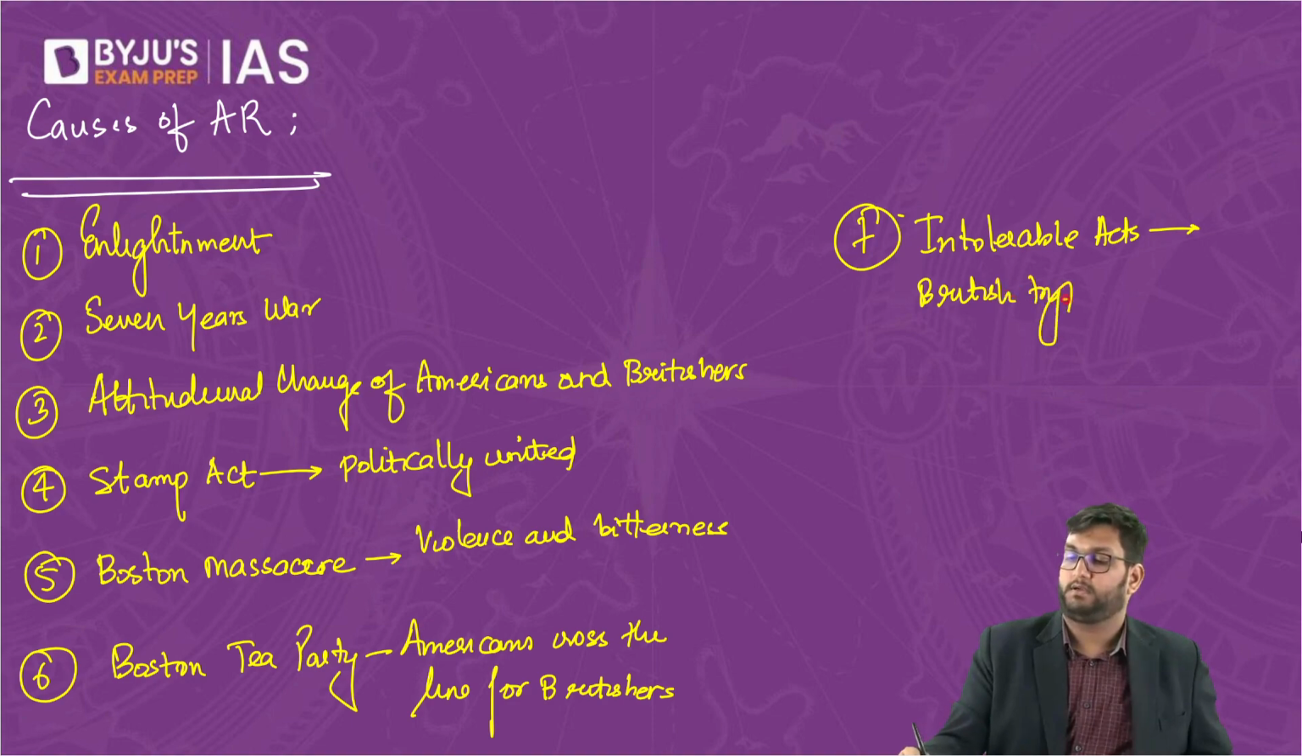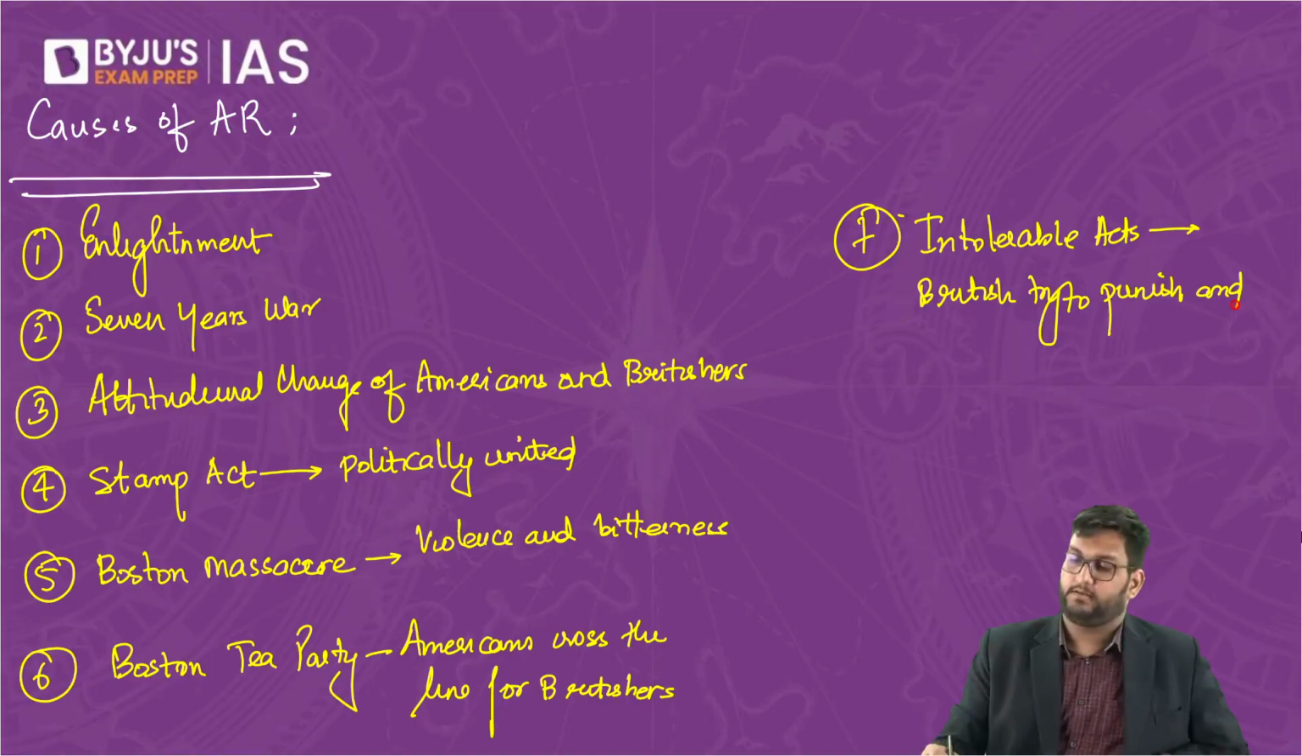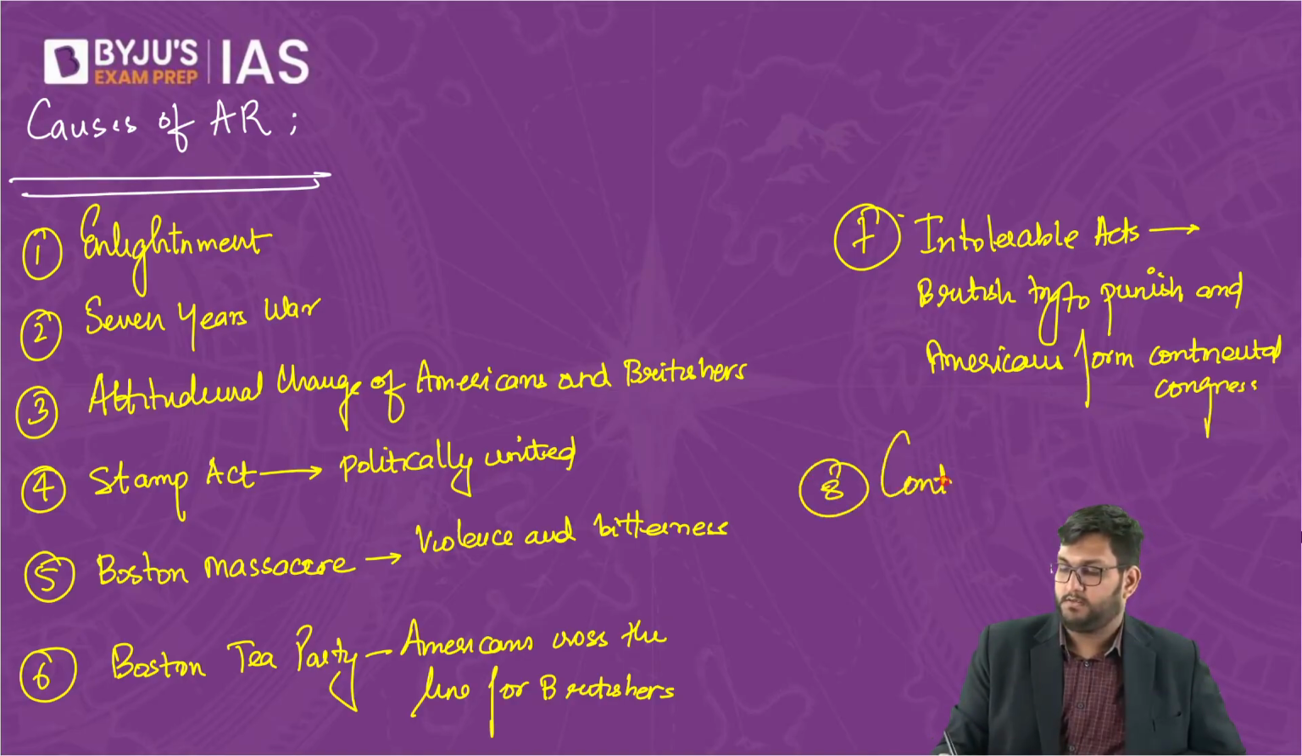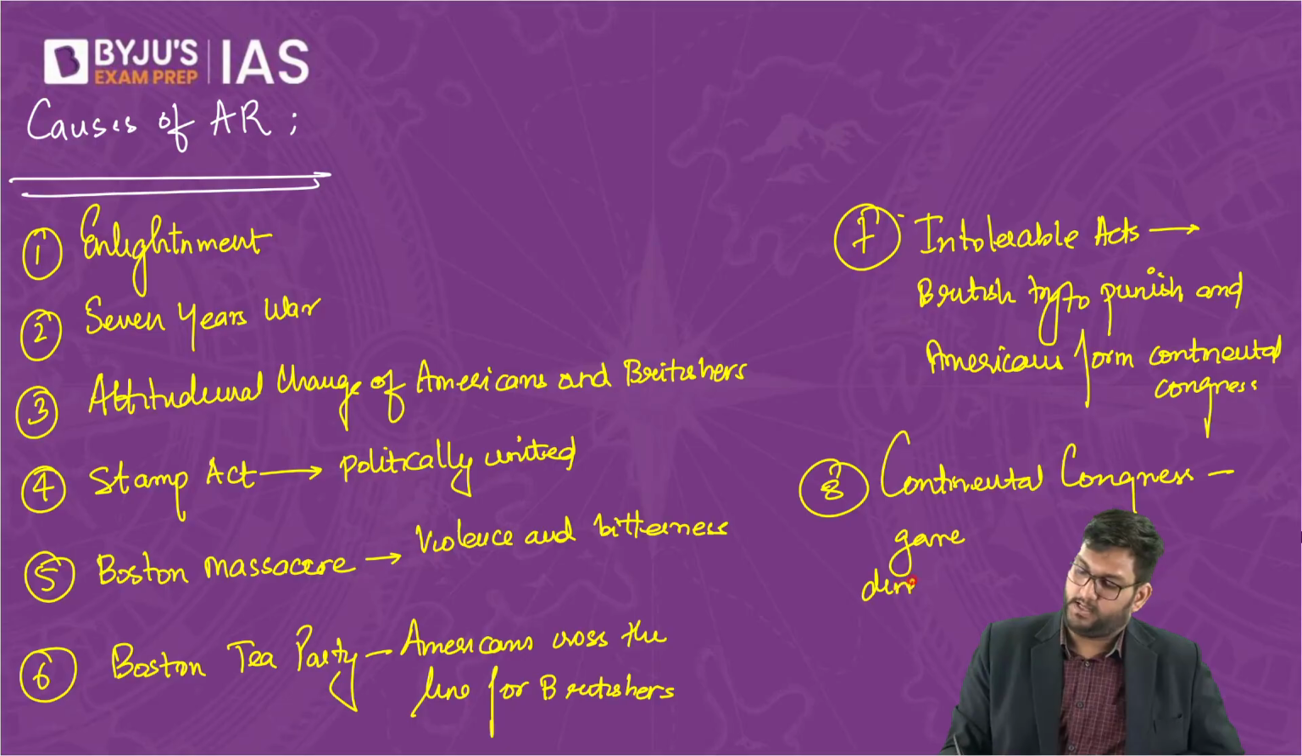British try to punish and Americans form Continental Congress. 8. Continental Congress gave direction to the American struggle.